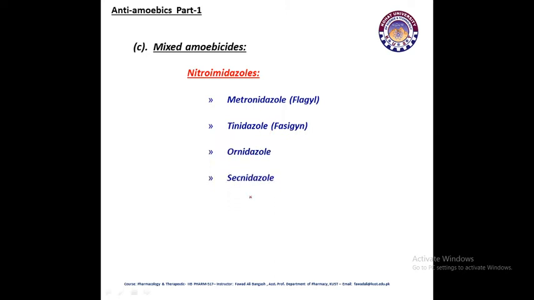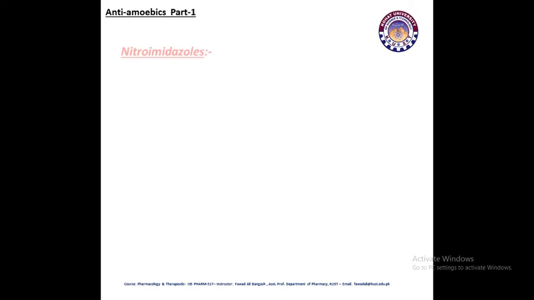ornidazole, secnidazole, nimorazole. So nitroimidazole. There are three different classes: systemic, luminal, and mixed amoebicidal agents. Starting from the mixed amoebicidal agents like nitroimidazole derivatives, specifically we discuss here the prototype drug, which is metronidazole.